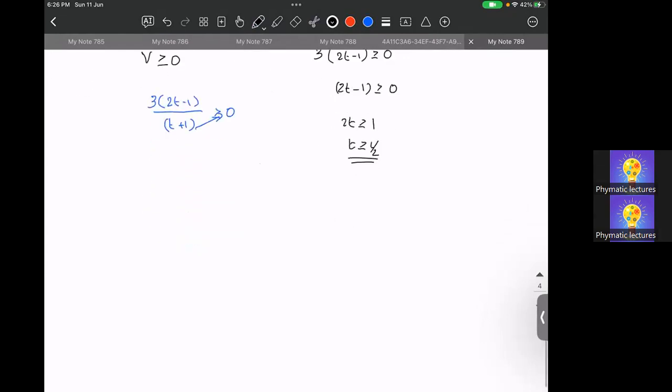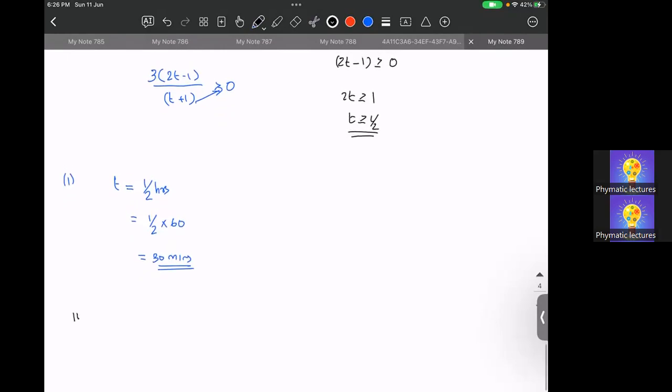So that means this model is valid, or the volume is only generating, after half an hour. Correct. So t must be half an hour, but our answer should be in minutes. Half into 60 minutes is 30 minutes. So only after 30 minutes, the volume of oxygen is being produced. Clear?